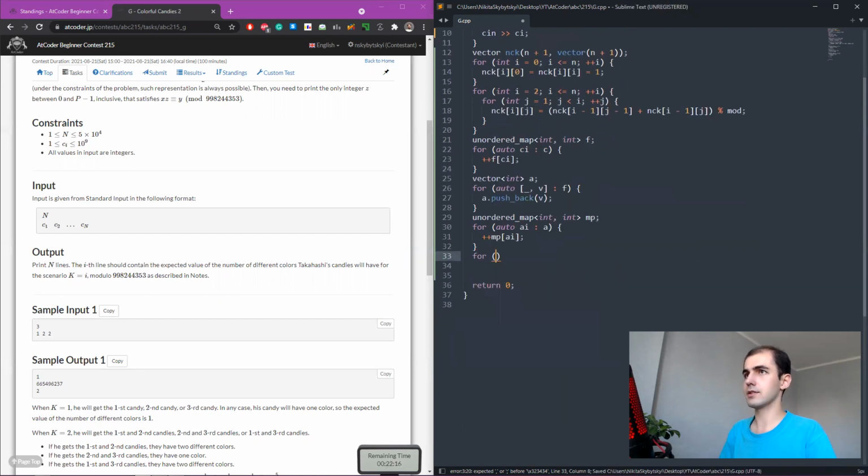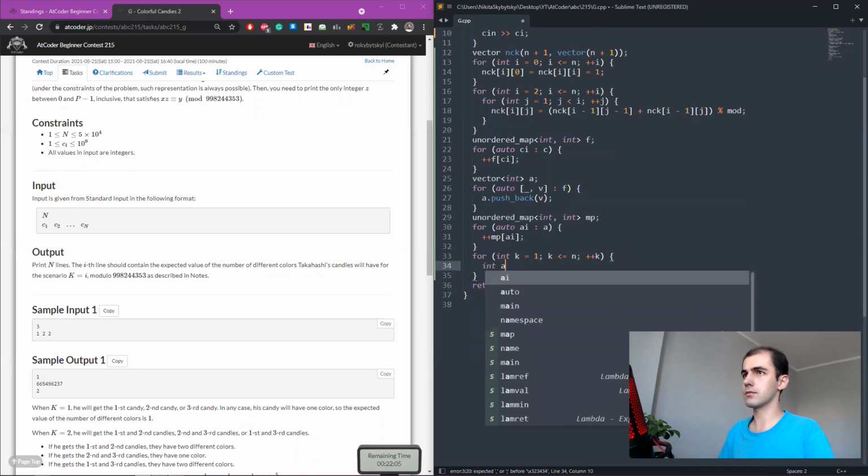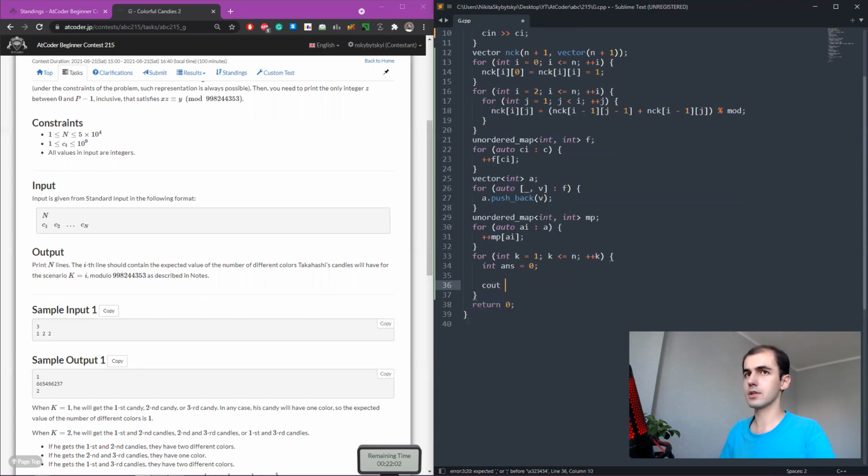Why do we need this? Because now we loop for all values of k from 1 to n, and we will compute our answer as follows. Here, we loop over the key-value pairs in our map. Answer gets increased by value multiplied by something. The answer should get modded. Perhaps that value should also get modded, or we can do that.